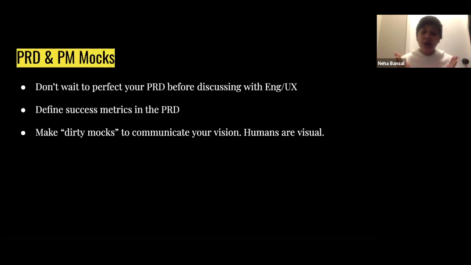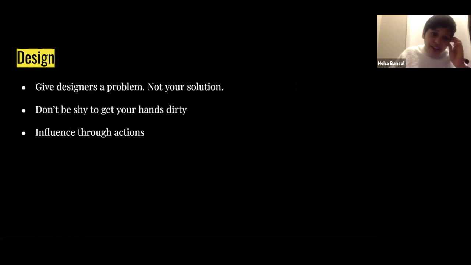And I make dirty mocks by using simple Google Slides or PowerPoint presentations. That's it, nothing fancy, because that helps you save time. Now, one more thing I would like to say is that, keep in mind, this is not your way of telling the designers what to do. And that's a good segue into my next topic, which is design.